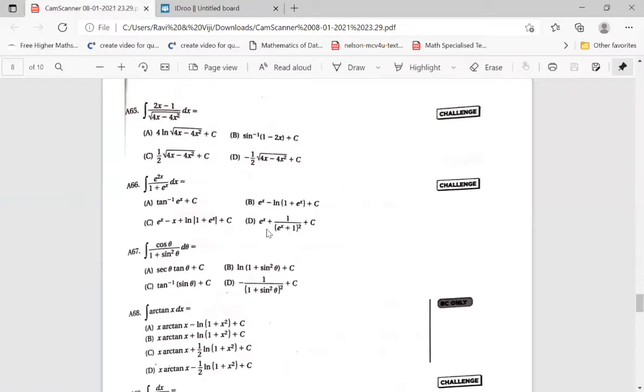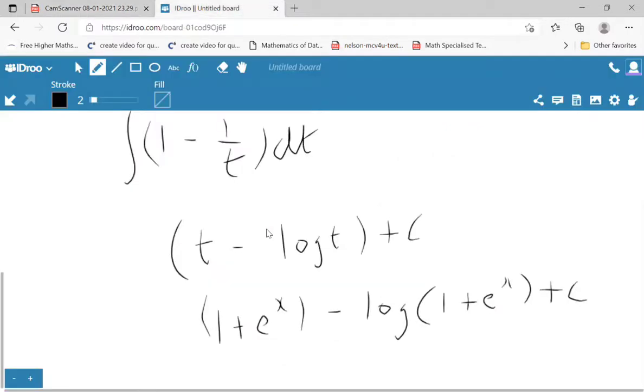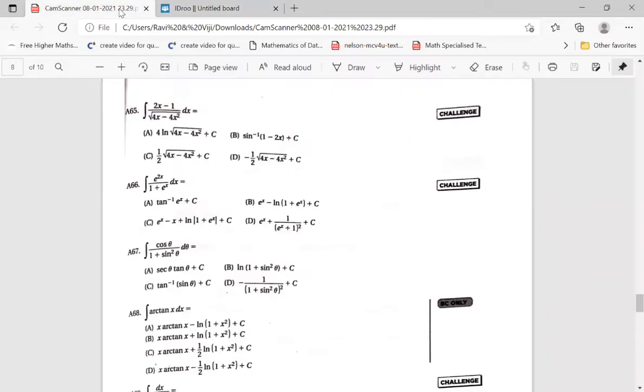e to the power of x plus log of 1 plus e to the power of x. Wait, yeah, minus log of 1 plus e to the power of x plus c. So you can see option B is the correct answer.